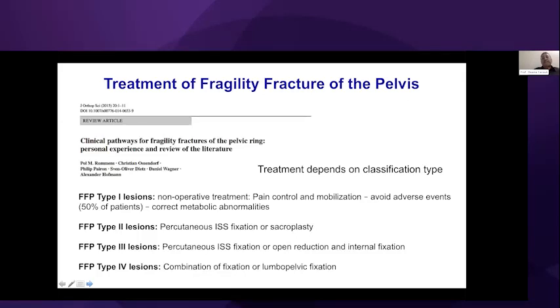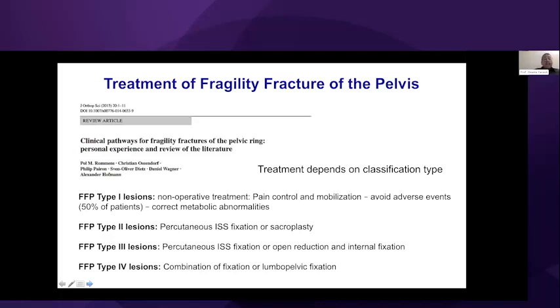What about the treatment of fragility fractures of the pelvis? This depends on the classification type. For type 1, we have only anterior bony disruption. Non-operative treatment is applied, and we address and correct the metabolic error in the patient.